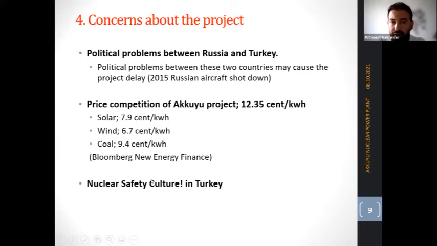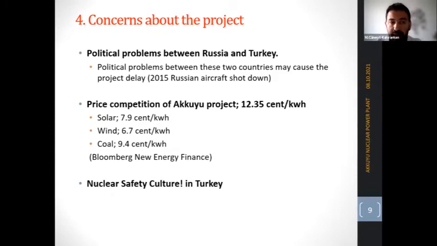So what about the concerns about the project? Is it the first nuclear power plant? Is it a new type? The agreement? So are there any concerns? And I think we have some. The political problems between Russia and Turkey, I think, affect nuclear projects. And they may cause some delays in the project, as we experienced in 2015 when the Russian aircraft was shot down, and the nuclear project had some delays at that time.